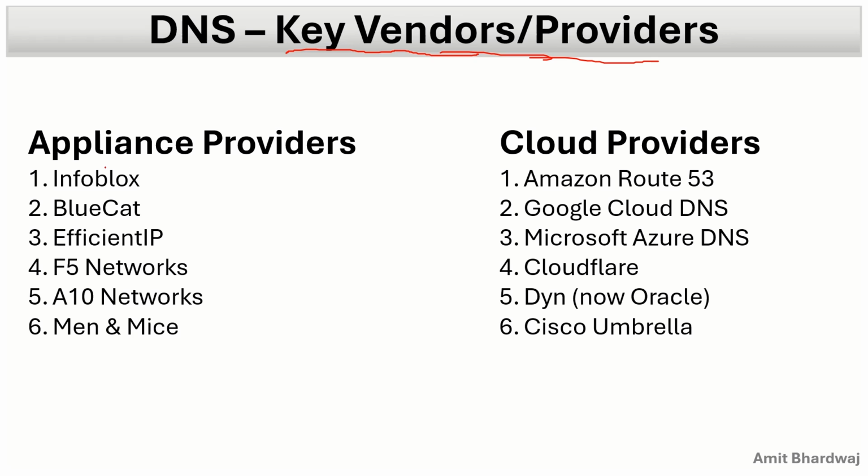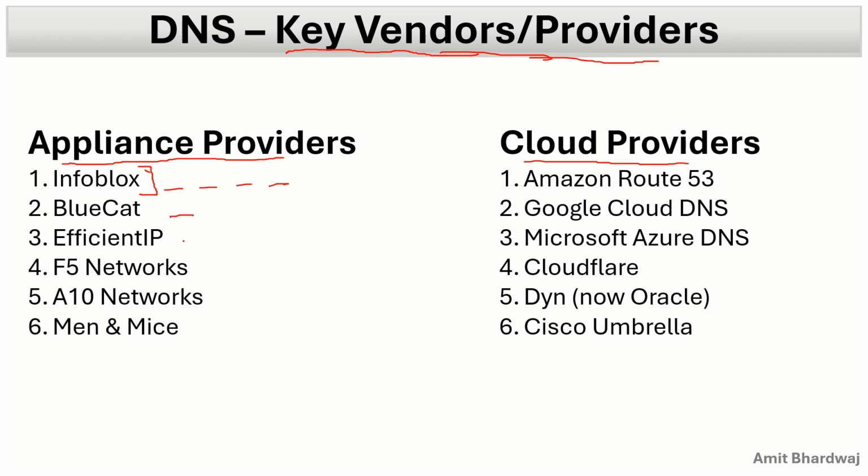So on a very high level, the DNS service has been divided into two types. One is appliance based on-premise solutions by the vendors, and the other type is cloud based providers or cloud based solutions which are provided by the vendors. So top of the list is Infoblox for the appliance solution, which also provides DHCP service. It also provides IPAM service. Rather, there is a myriad of services that IPAM provides.